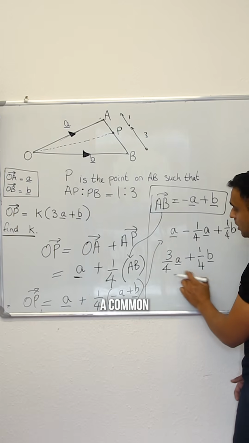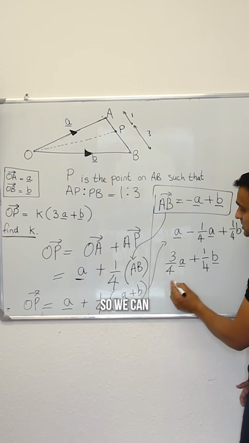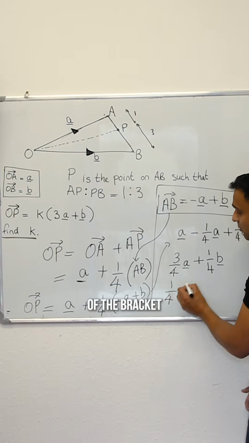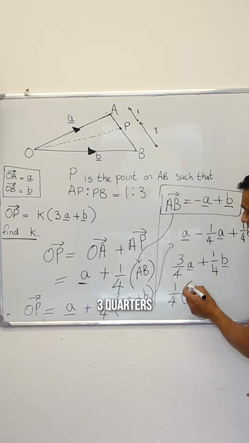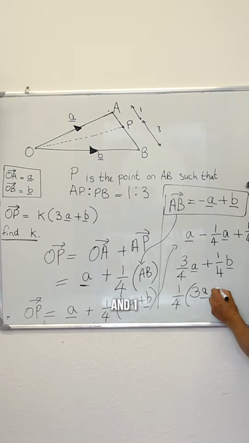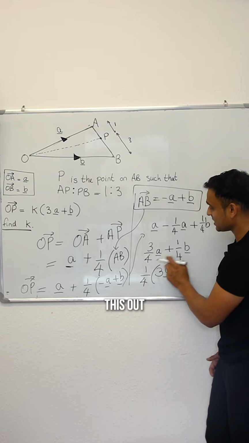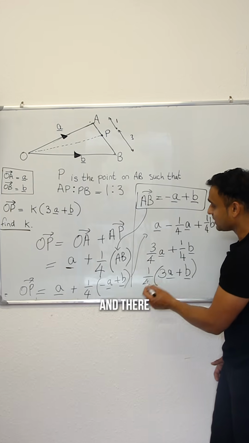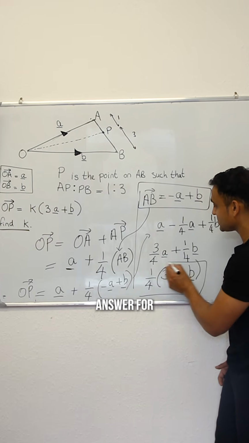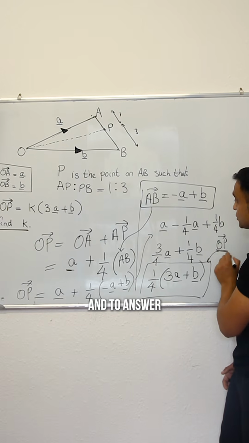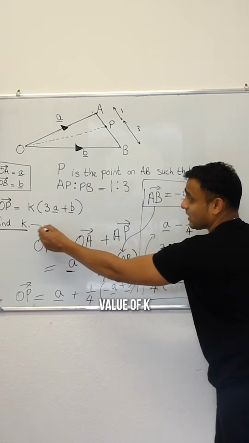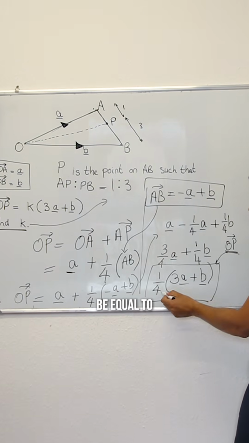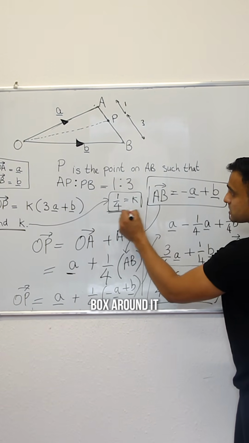So we know that there's a common factor of a quarter in there, so we can bring 1/4 out of the bracket. So to get to 3/4, we multiply it by 3A, and 1/4, when we factorize this out, we just need to multiply it by B. And there you have it. This is your answer for OP. And to answer the question now, find the value of K. Well, K is going to be equal to 1/4, and you can put a box around it for the examiner to mark.